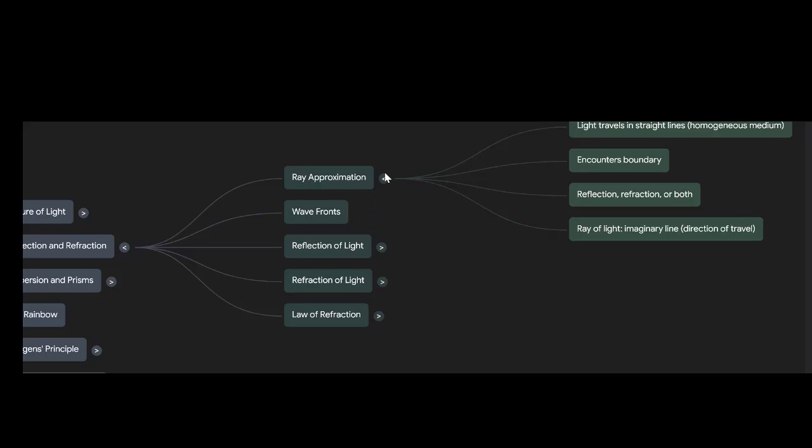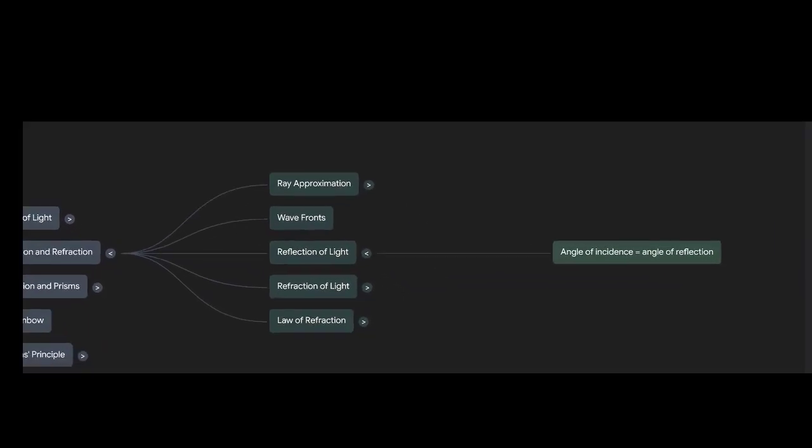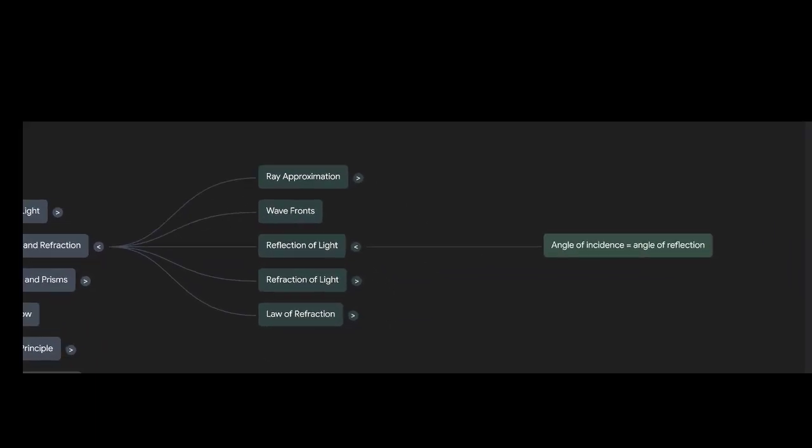The angle the incoming light ray makes with the normal, that's an imaginary line perpendicular to the surface right where the light hits. Okay, the angle of incidence. Exactly. That angle is equal to the angle the reflected ray makes with the normal. Angle of incidence equals angle of reflection. Simple, like playing pool, hitting the cushion. Perfect analogy. That's why mirrors work the way they do.